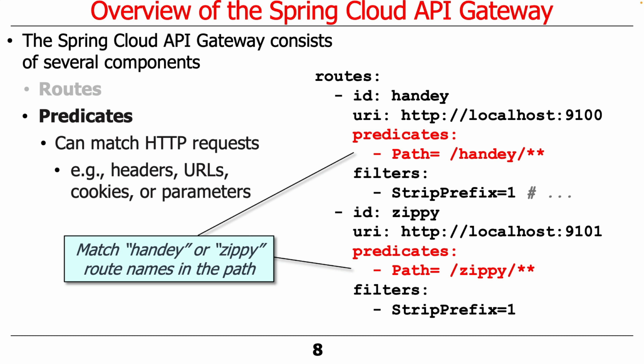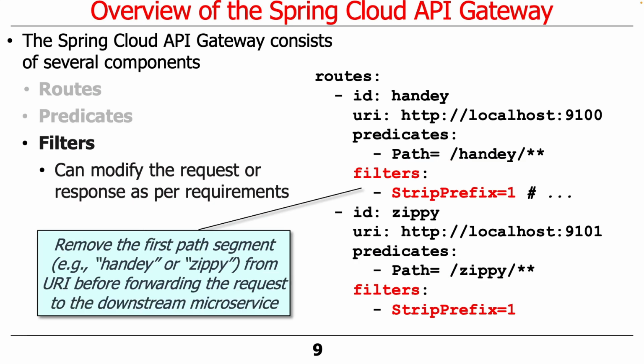Here's the predicate. Predicates can match requests, and you can match on various things. In this case, we're matching either on the headers or the parts of the URL, the URI. And as you can see here, we're matching on the route names in the path in the URL or the URI that has come in. So that's telling us what microservice this is for.